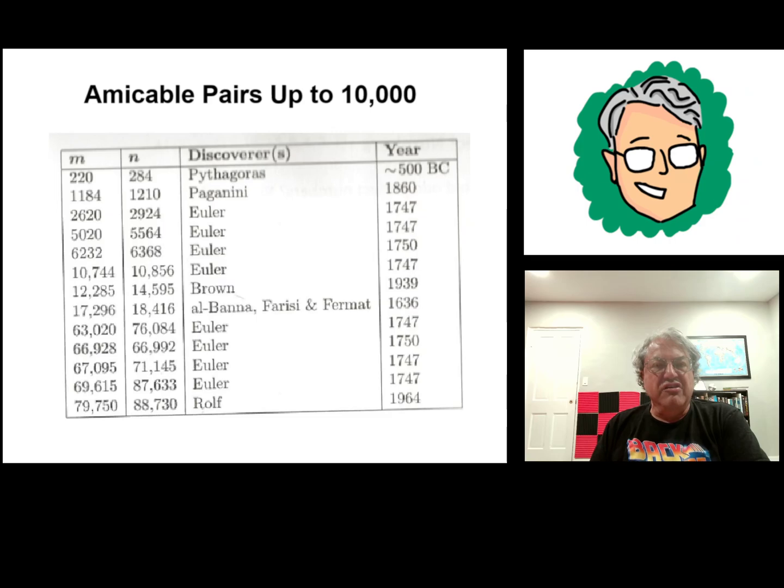What's not known yet, although I think that most mathematicians suspect, is that there are no amicable pairs where one of the numbers is even and the other one's odd.